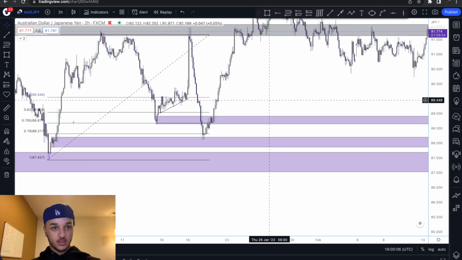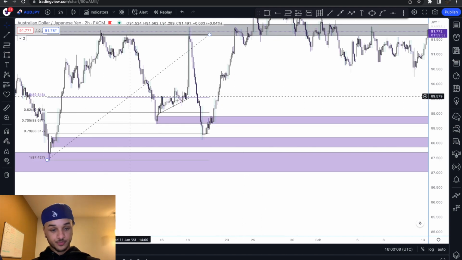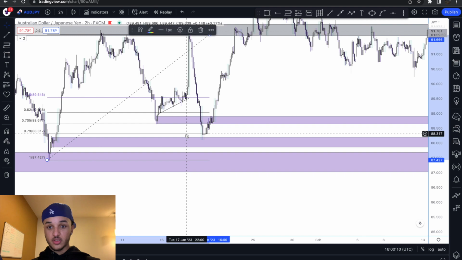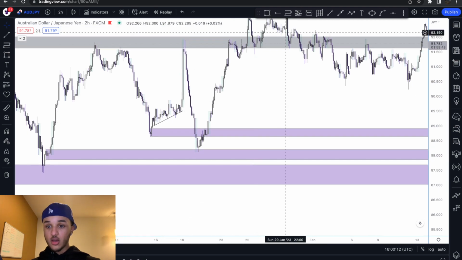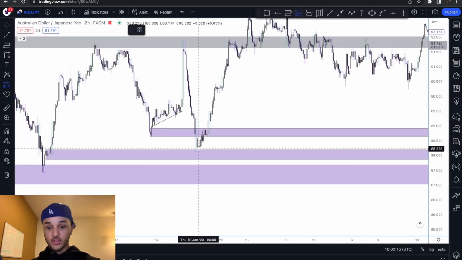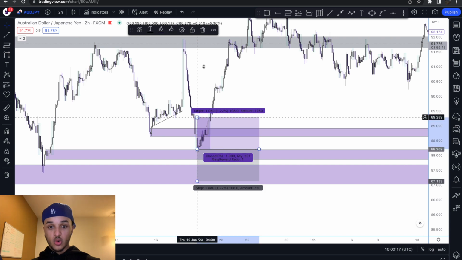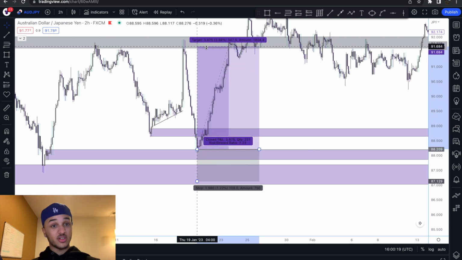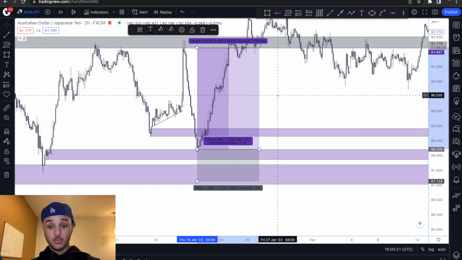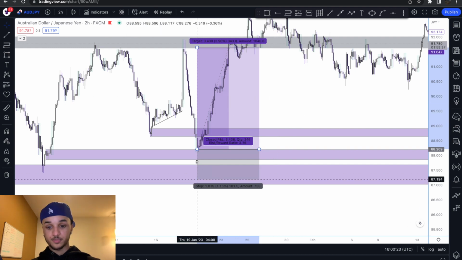Also, price has to fill in these inefficient price action, which it did. So we'd be looking to enter our trades from this area here, and we could potentially set our take profits at areas of equal highs around these areas here. And we can see this was another 343 pip movement that I actually ended up catching.